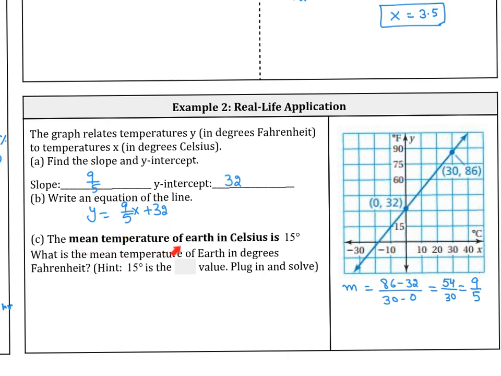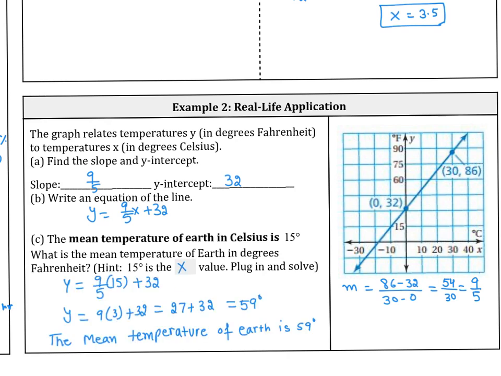Now the mean temperature of Earth in Celsius is 15 degrees. What is the mean temperature of Earth in degrees Fahrenheit? Hint: 15 degrees is the x value. So when you plug in the x value as 15 in the given equation, you're going to reduce the 15 by 5, so that's going to be 3. 9 times 3 is 27, plus 32 is 59 degrees. So the mean temperature of Earth is 59 degrees Fahrenheit.